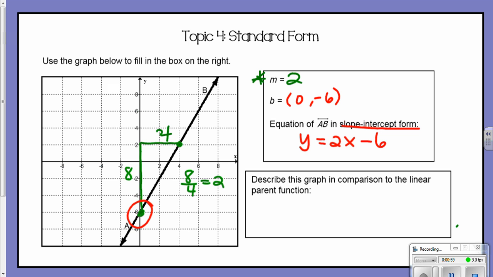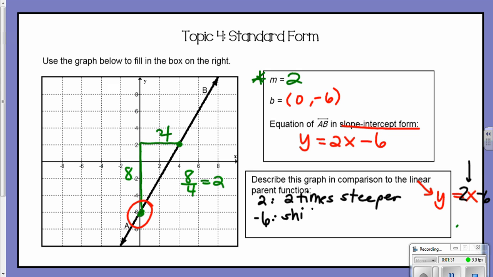Okay. So now it says, just a little side note, this is kind of a throwback to last unit. Describe this graph in comparison to the linear parent function. Well, the linear parent function is y equals x, right? That's the equation that we know. Well, we have a couple numbers that have been added onto this. We have squeezed in a 2 right here and a minus 6. So we have to think about what those two things do. The 2 means that it's 2 times steeper in terms of the slope. The slope of the parent function is 1, right? There's an imaginary 1 here whenever it's just y equals x. Then the negative 6 tells us that it's been shifted down 6 units. Okay? Again, that's just a total random side note. It just had been a while since we talked about it.